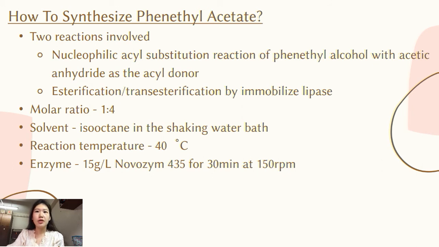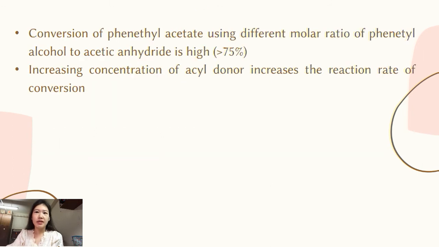Optimal reaction temperature of 40 degrees Celsius. Centrifuge with 15 grams per liter Novozym 435 at 150 rpm for 30 minutes. They also found out that with different molar ratio, all the conversion of phenethyl acetate were above 75%, and also increasing concentration of acyl donor increases the reaction rate and the conversion.